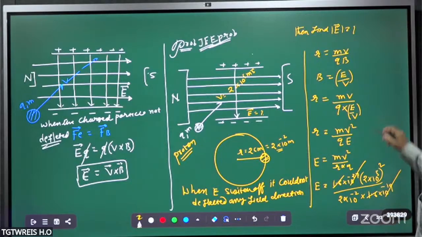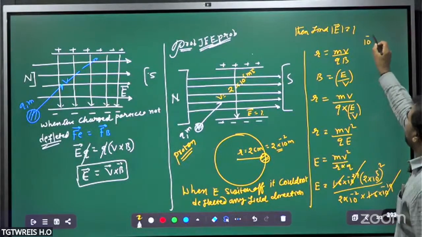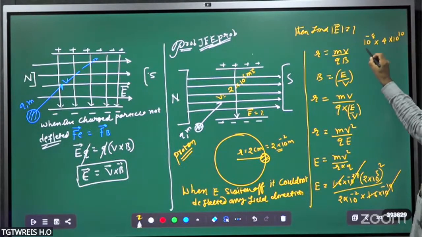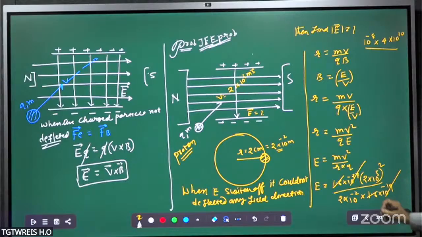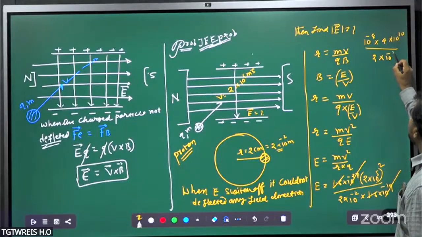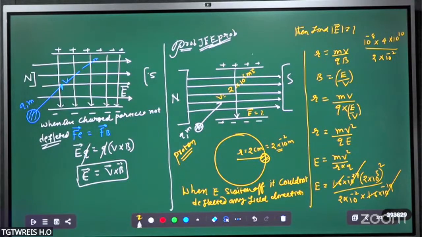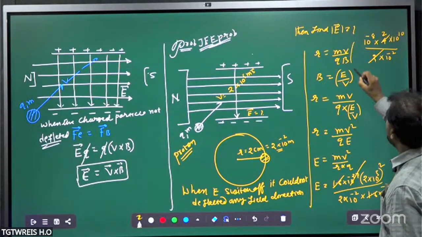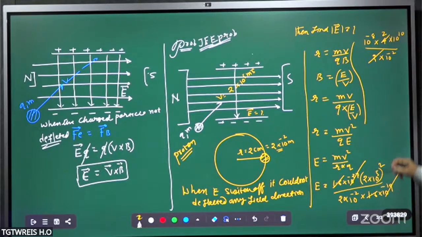Here 10 to the power of minus 8 into 4 into 10 to the power of 10 upon 2 into 10 to the power of minus 2. Is it clear? 2 into 10 to the power of minus 2. So 2 1s are 2, 2 2s are 4. That is 10 to the power of 10, and 10 to the power of minus 8 gets cancelled out.